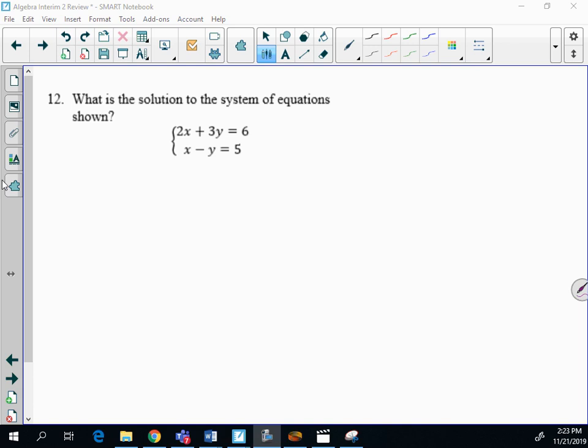Hello, Algebra 1 students. We're back to our Interim 2 test review, and we're on number 12. What is the solution to the system of equations shown?